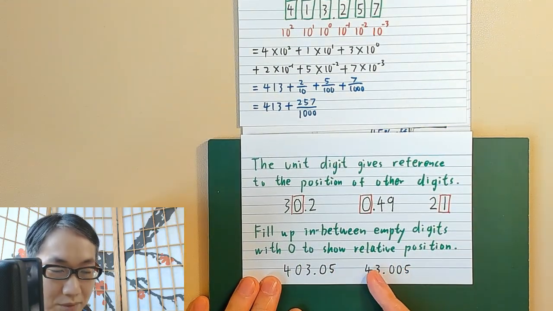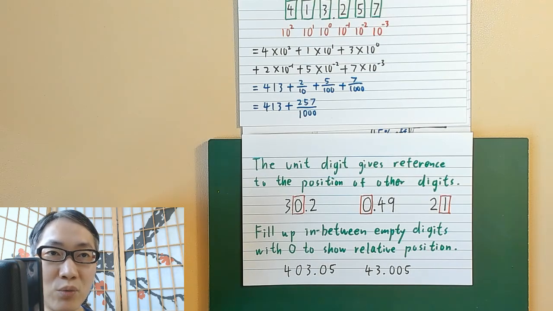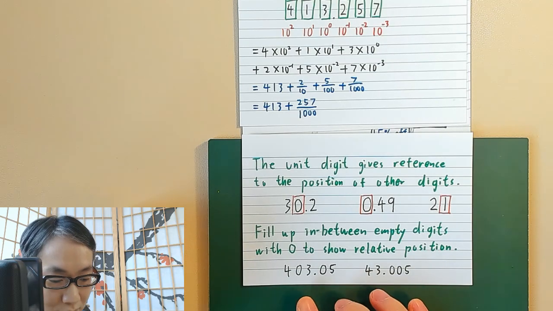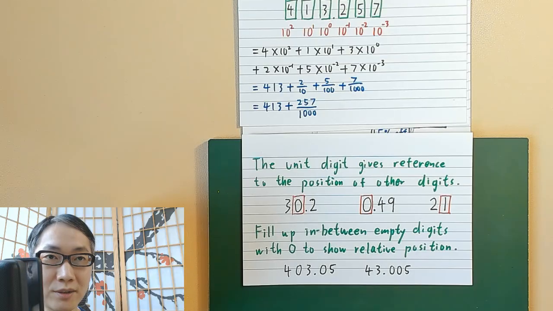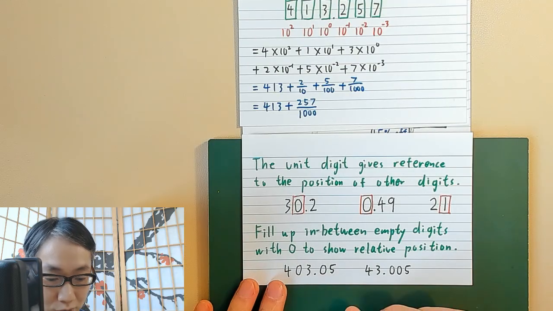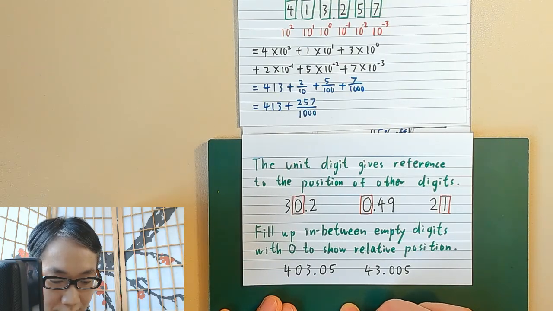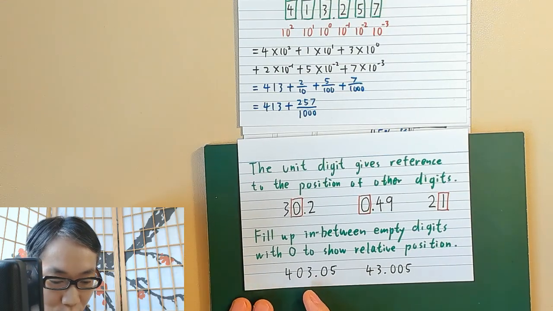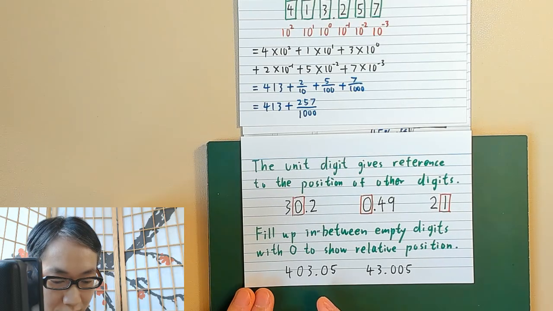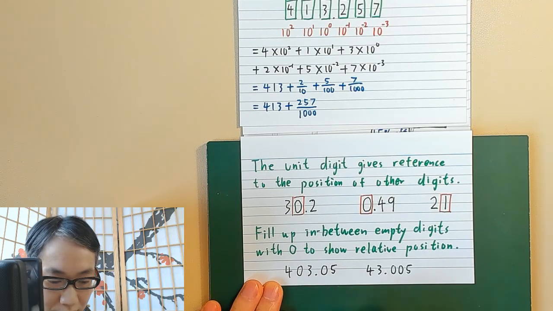And sometimes some digits do not carry any values. In these two numbers, there are 5 digits. Only 3 of them have a value. However, we have to show the position relatively. So we have to fill up the zeros even if the digit has no value.